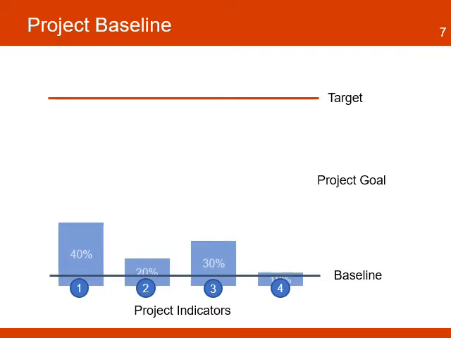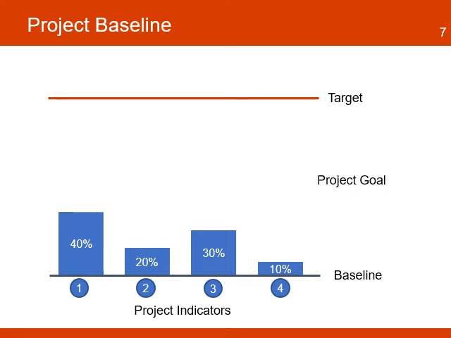For each indicator, the baseline study will measure a value. These values will vary depending on the type of project, and they are used to determine the actual work the project needs to do in order to reach its goal. For example, for indicator 1, the baseline identified that the community already had a 40% value. Then, the target for that indicator is to achieve the remaining 60%.